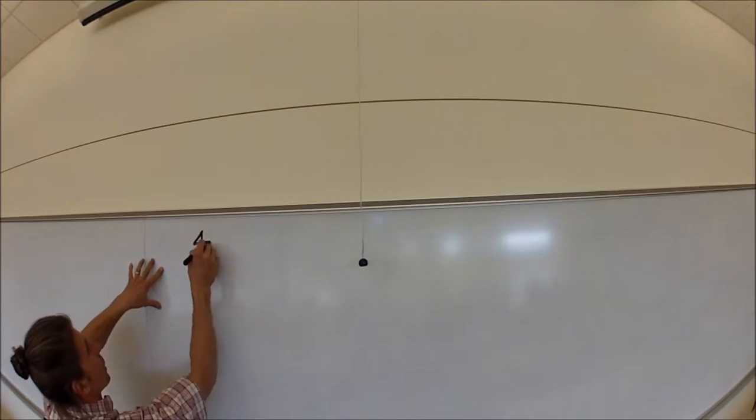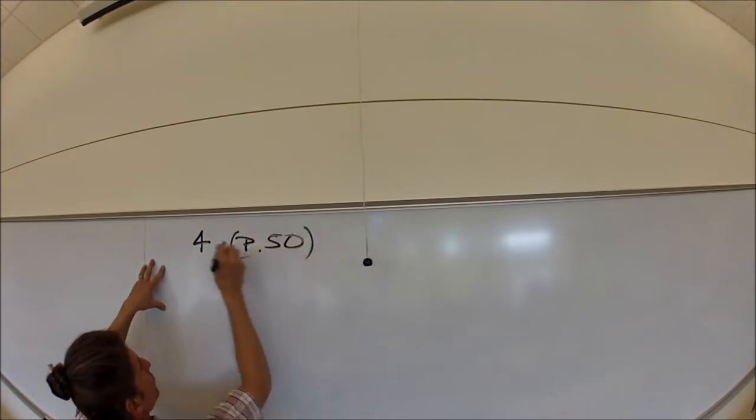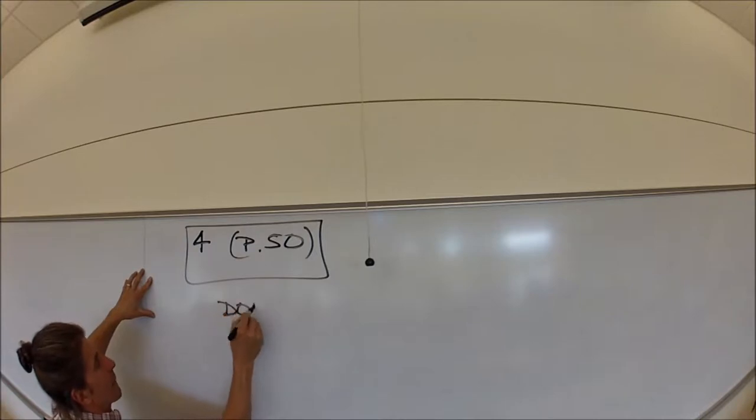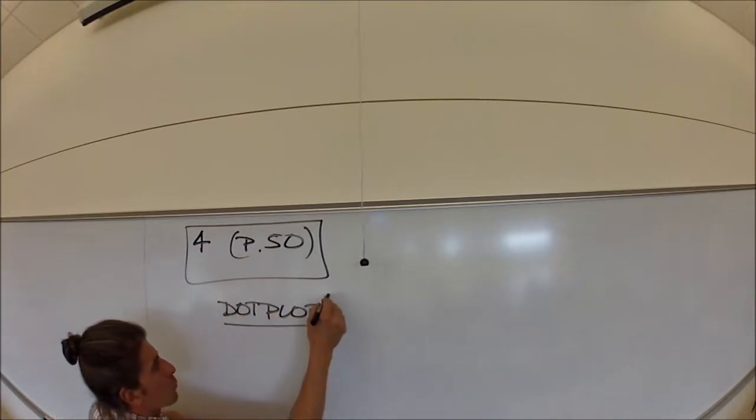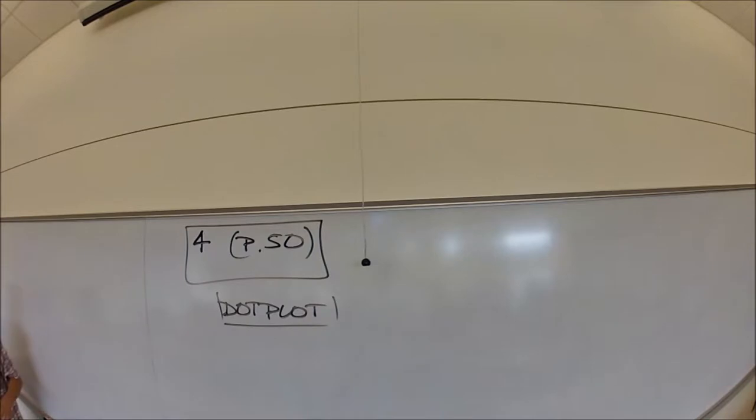So, this is number 4 on page 50 it looks like. They want you to make a dot plot. Remember that a dot plot is one of the histogram-type graphs. By the end of the day, it's going to look like a histogram. It has a two-dimensional look, with a horizontal axis with the data on it, and then a vertical axis with the frequency counts, which is pretty much what a histogram has. What are the data we're interested in in this particular example? Heights of the basketball players.